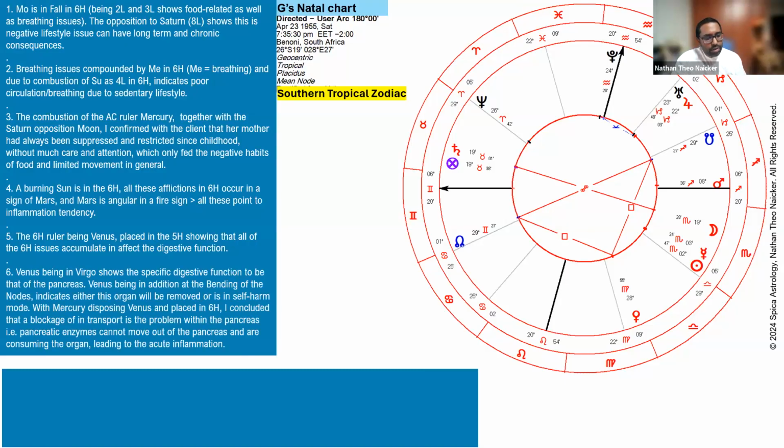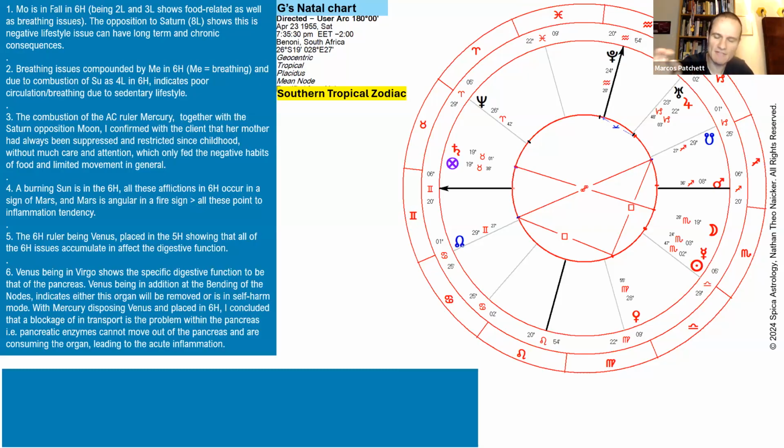Further, Venus being in Virgo shows the pancreas. In addition, Venus being at the bending of the nodes indicates one of two things. Either the organ is going to be removed, has to be removed, or it will self-harm, consume itself. Interesting.